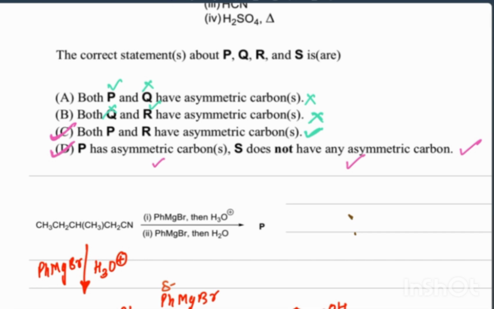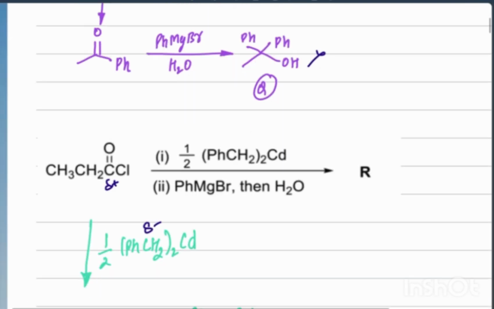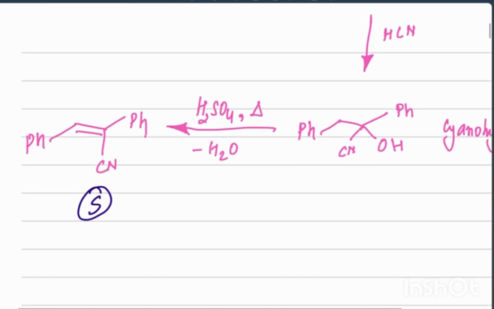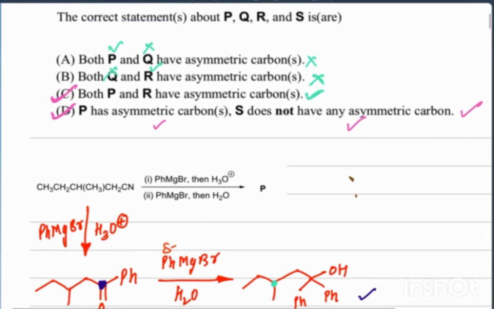But in the C option, P and R have the asymmetric carbons. This is correct. P and R both have the asymmetric carbons. P has asymmetric carbon. S does not have any asymmetric carbon. So P has asymmetric carbon, that is the correct statement. And S does not have any asymmetric carbons. If you see here, S does not have any asymmetric carbon. This is the correct statement. That's why the C and D both are the correct options.